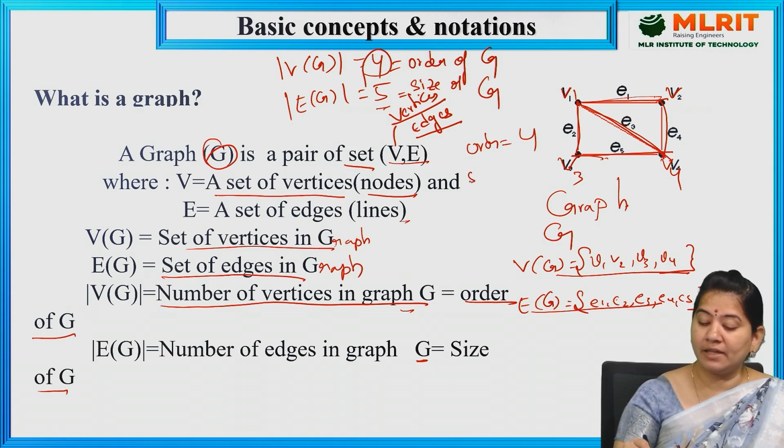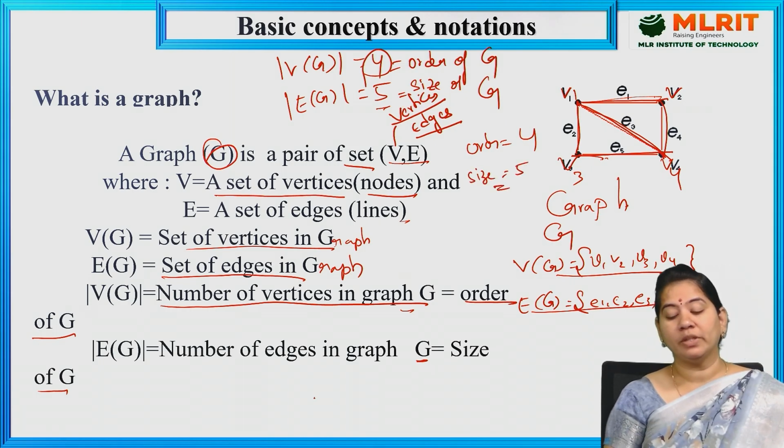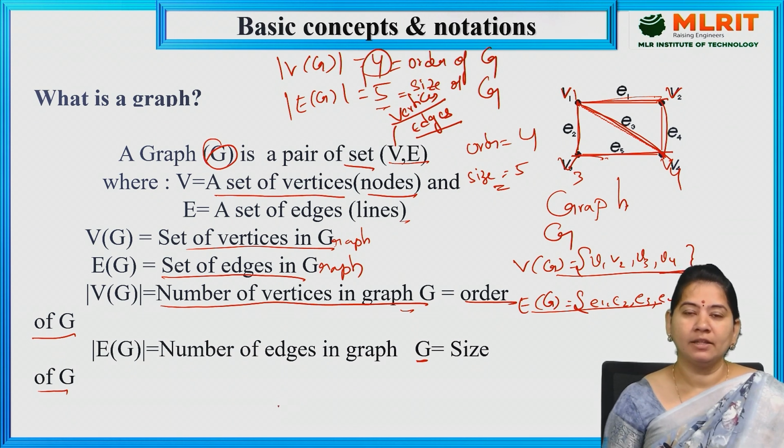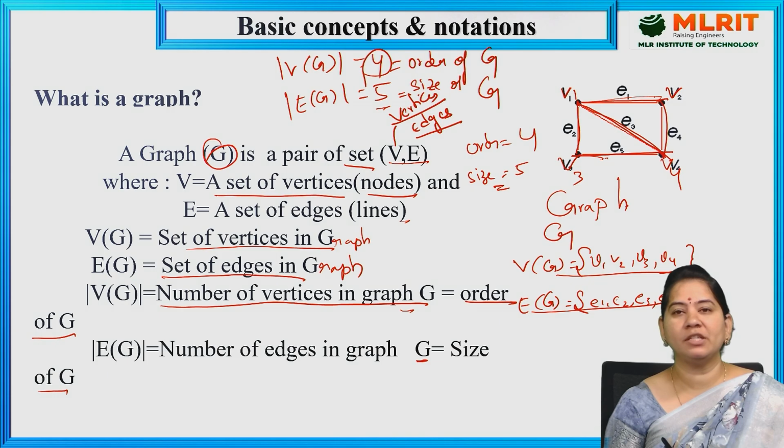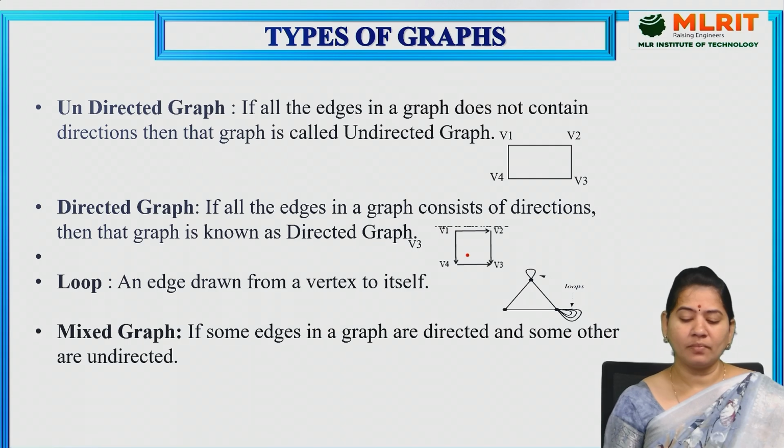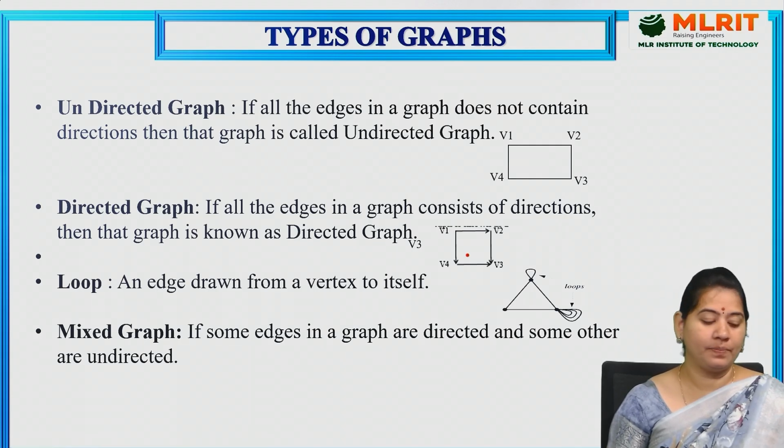So we can say that the size of this particular graph is equal to 5. In this way we can represent the number of vertices, which is nothing but the order of the graph, and the size of the graph, the number of edges in the graph. So this is what a graph is, and the number of vertices and edges. Now let us see the types of graph.